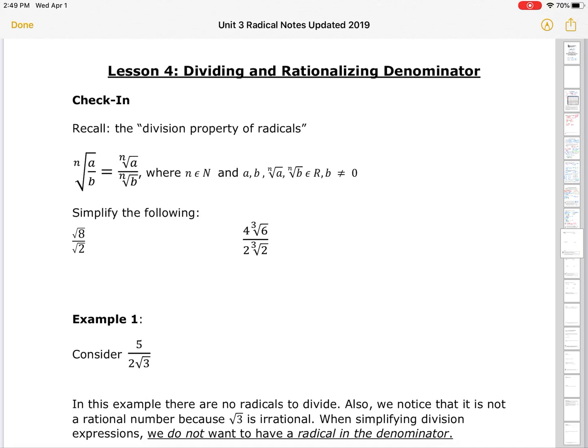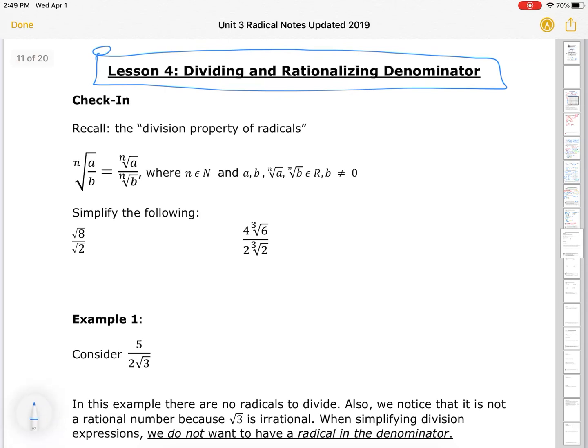Today in Math 20-1's Adventures, we're doing Unit 3, Part 1, Radical Expressions and Equations, and we are doing Lesson 4, Dividing and Rationalizing the Denominator. And we're going to learn what that means, rationalizing the denominator.